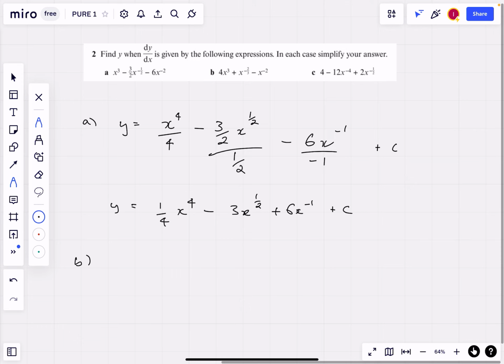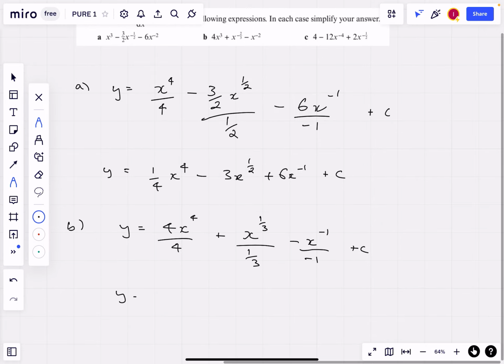Part B becomes 4x to the power of 4 over 4 plus x to the power of a third over a third and x to the power of minus 1 over minus 1 plus c. So x to the power of 4 plus 3x to the power of a third plus x to the power of minus 1 plus c. Last one.